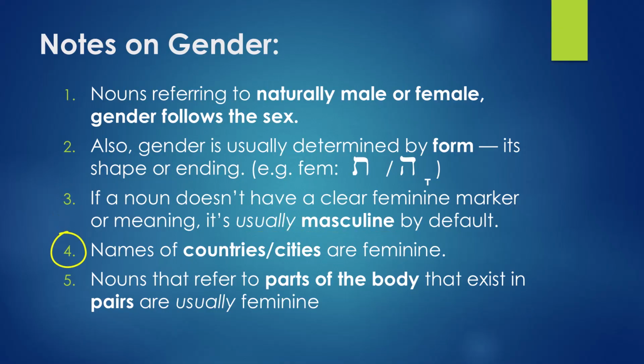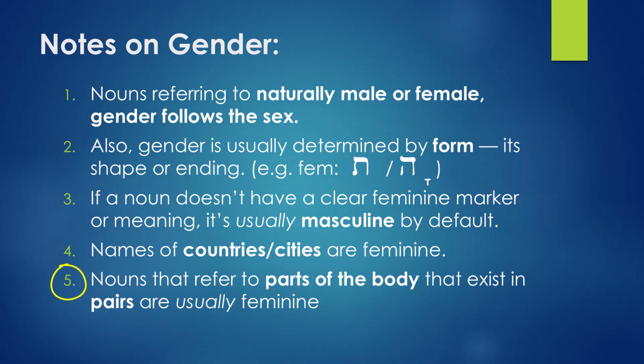Let's come to point number 4. Names of countries or cities are feminine. Names of countries or cities are going to be feminine in Hebrew. For example, you have the word Mitzrayim, which is the Hebrew word for Egypt. And Egypt is going to be feminine in Hebrew because it's a name for a city. Or the word Yerushalayim, which means Jerusalem. And because Jerusalem is the name of a city, it's going to be feminine in Hebrew. So names of countries or names of cities are feminine in Hebrew. That is something to note, and it's very important.